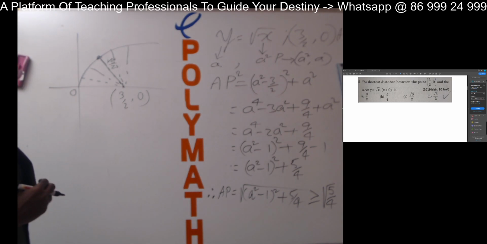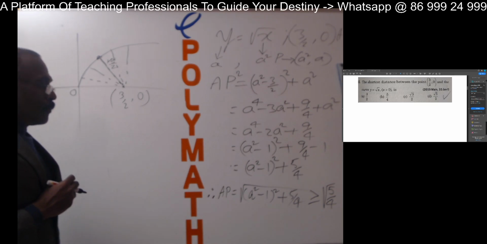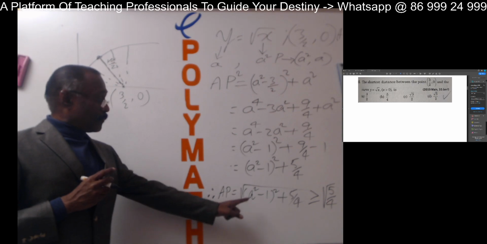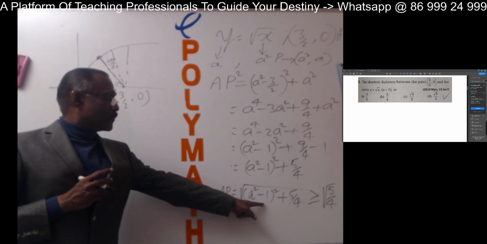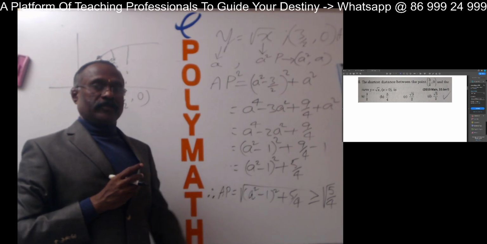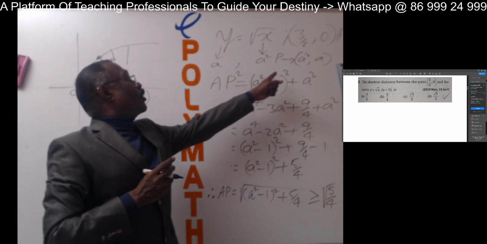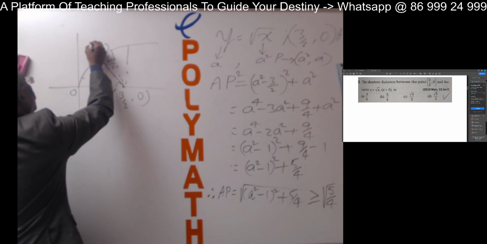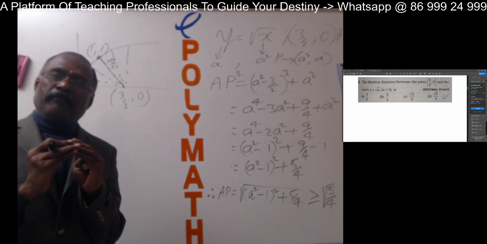For what value of A does it happen? Can you imagine? If this becomes 1, this becomes 0. A becomes 1, this becomes 0, then it becomes root 5 by 2. So A is 1. So what is the point there? 1, 1. So this is the point 1, 1. I am elaborating the problem.